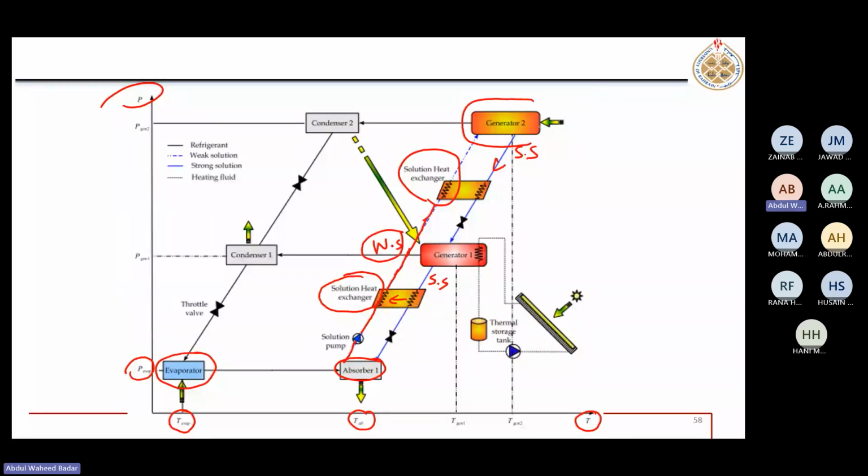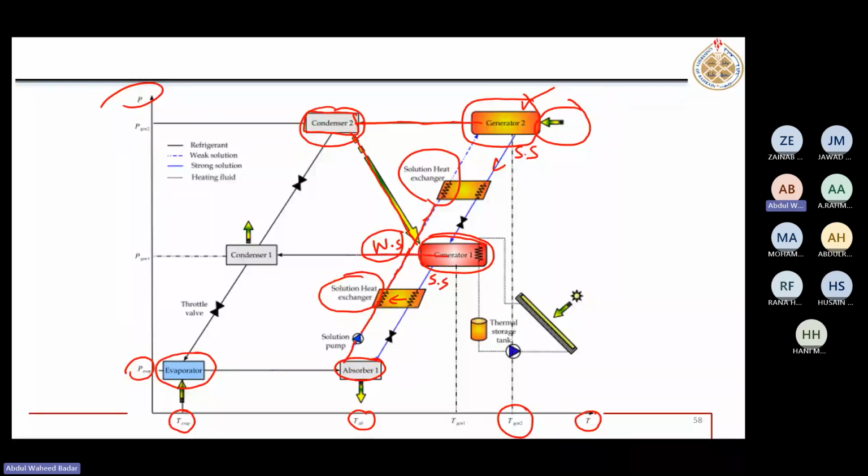And in the generator, we are supplying heat at the highest temperature. Here you see the highest temperature heat is supplied in generator 2. So in generator 2, whatever refrigerant is generated, it is condensed. But here the temperature of this condenser is still higher, and that is used to generate some more refrigerant in this low temperature generator.